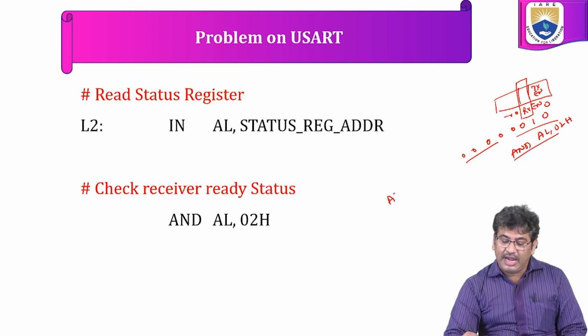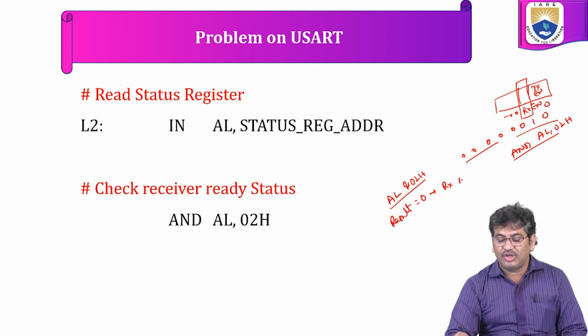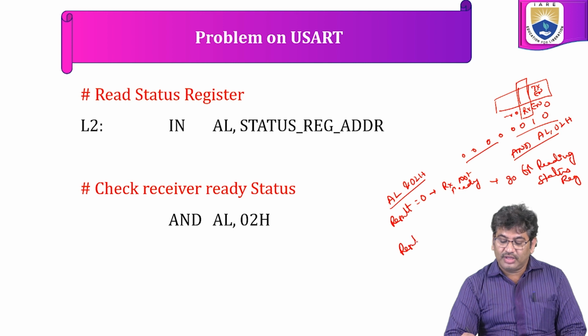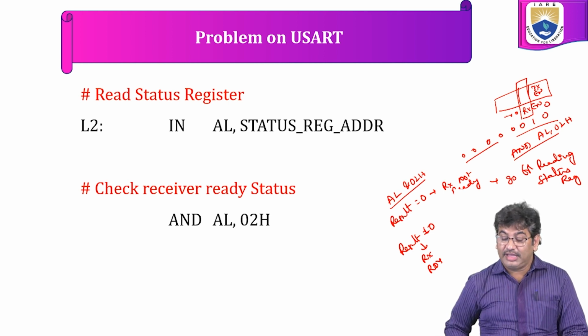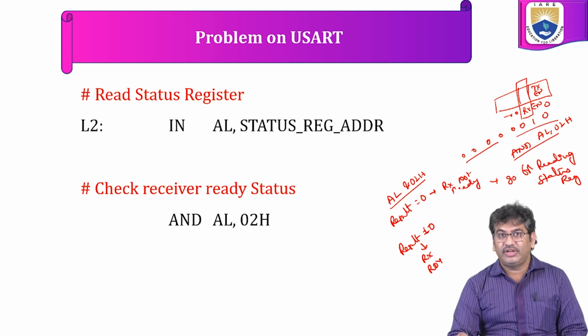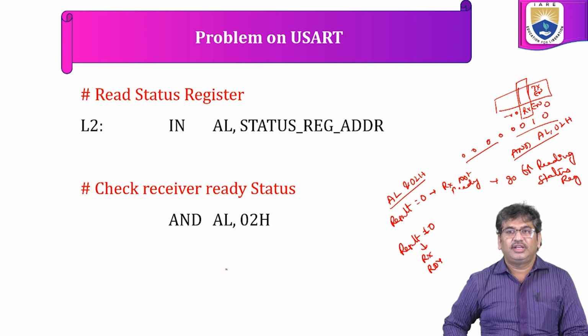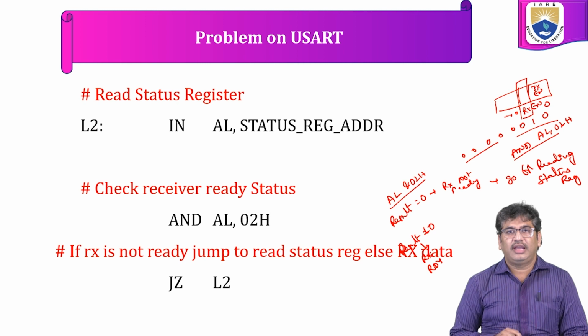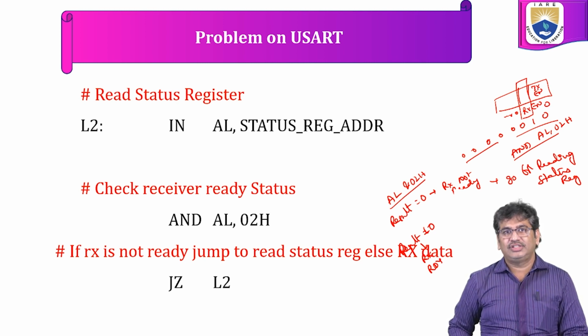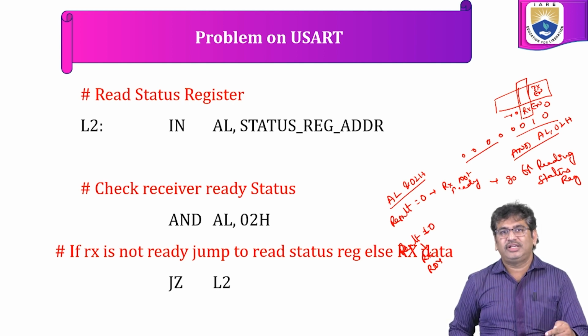Now when you AND the AL contents with 02H, if the result is 0, that indicates the receiver is not ready. When the receiver is not ready, go for reading the status register again. If the result is non-zero, it indicates the receiver is ready so that the data can be collected. So here you will write the instruction JZ L2. After ANDing AL with 02, if the result is 0, it indicates the receiver is not ready, so again go for reading the status register. These three instructions will be executed repeatedly until the receiver is ready.